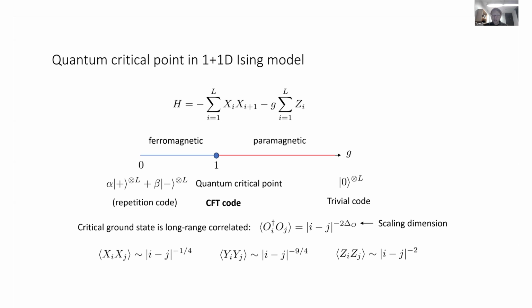As I have just told you, this code subspace is actually identical to the repetition code, right? Because in the repetition code, you also repeat the same state n times. So we know that at g equal to 0 there is a degenerate subspace, and this degenerate subspace can be described by a repetition code.